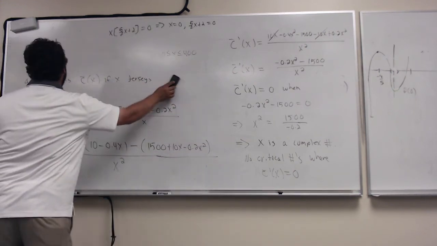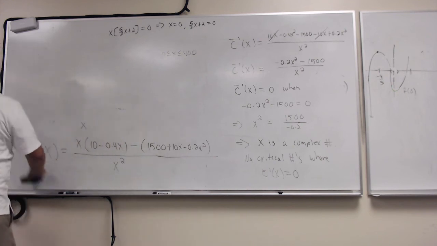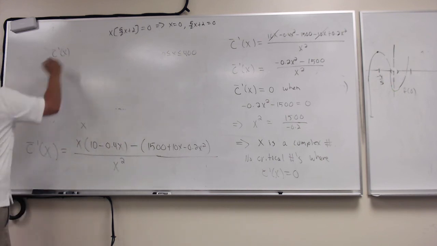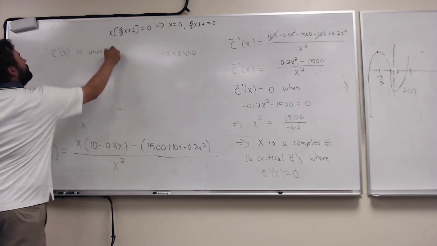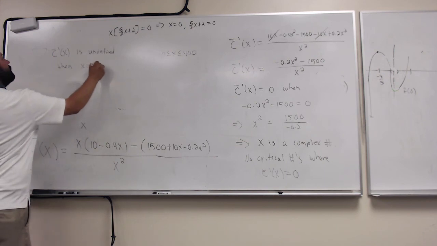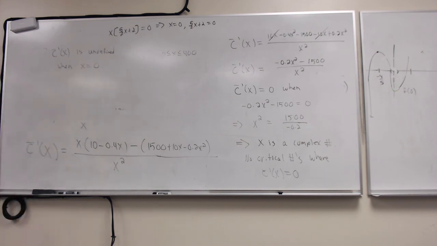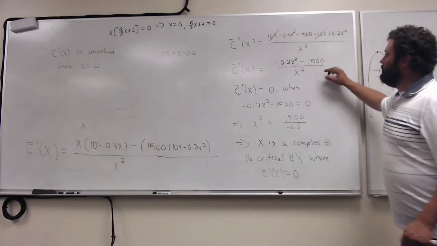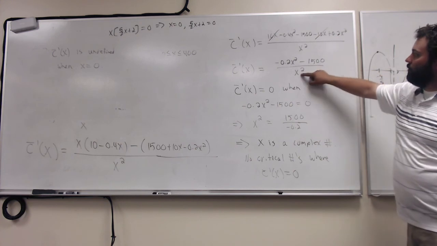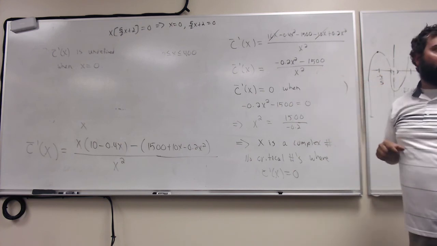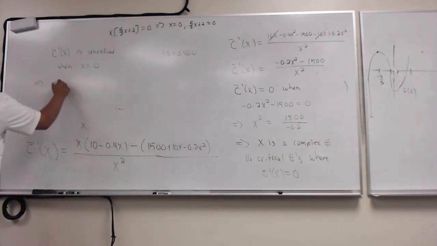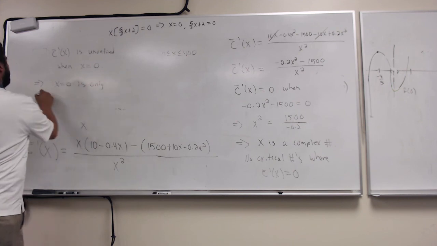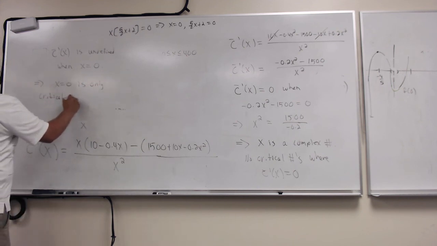Anybody know what that one's going to be? 0. Yeah. So if you look at the denominator, the derivative of the average cost function is undefined when x equals 0. Right? This quotient is undefined when the denominator equals 0, which happens when x equals 0. Okay. So what that means, this implies x equals 0 is the only critical number.